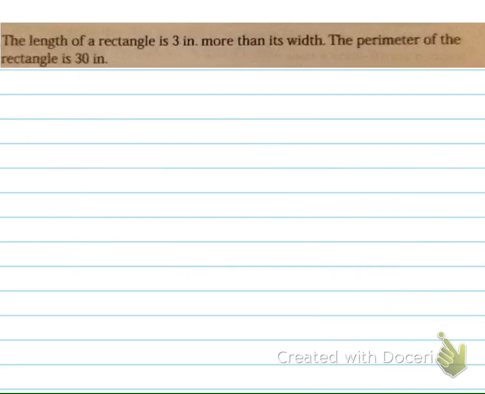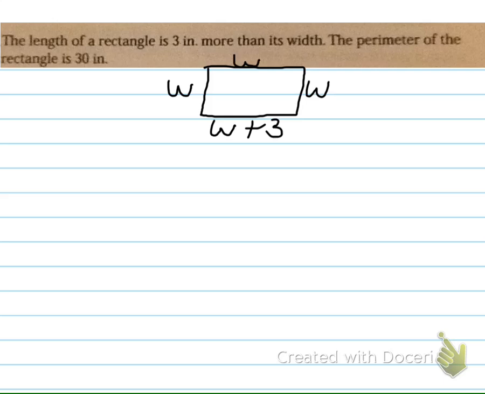And these length and width problems, dealing with perimeter, it's really helpful to draw yourself a little picture. So here's my not so great rectangle. And what I see is that the length is 3 inches more than its width. So I don't really know anything about the width, so we'll call it W. But I know about the length that it's 3 inches more than the width. So we'll say W plus 3, and up here W plus 3.